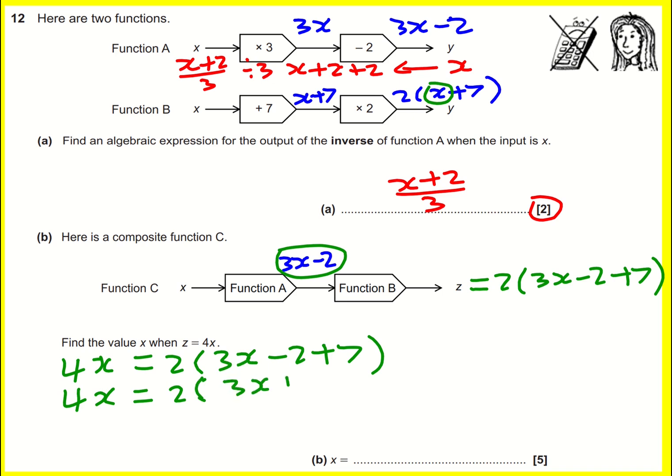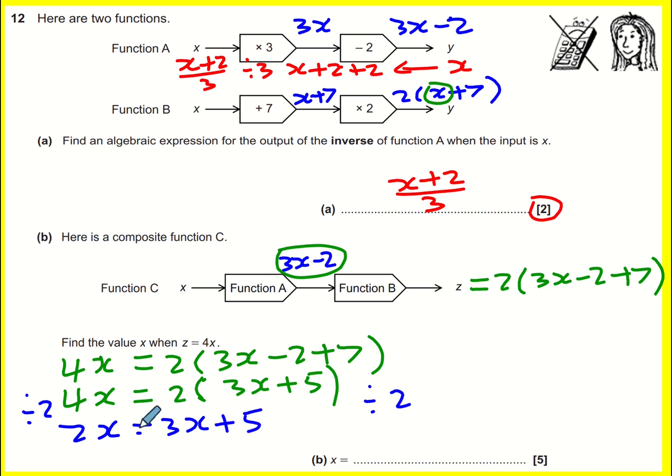3x plus 5. Now at this point there's two things you can do. You can either expand the bracket and solve it, or you can actually use a little sneaky technique and divide by what's in front of the bracket. So I'm going to do that because I know it goes fully into 4, so I'm going to divide both sides by 2. And that's going to leave me 2x equals 3x plus 5.